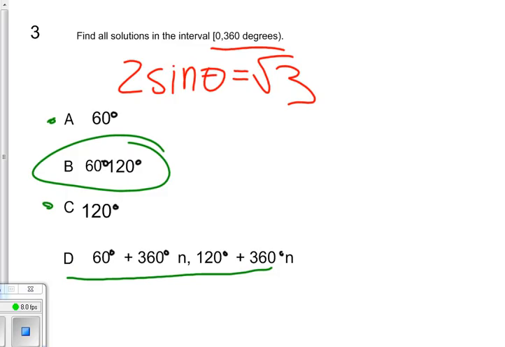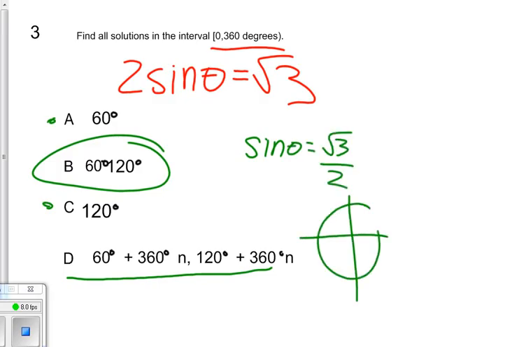Yeah, it gives you an interval. So they're not really wanting all solutions for how many times you go around, n. But let's look at what this looks like. Sine of theta is root 3 over 2. So on a unit circle, I drew a triangle. Sine is opposite over hypotenuse. The side opposite of root 3 is 60 degrees. So that's one of my solutions. Where else is sine positive, in quadrant 1, 2, 3, or 4? 2. So we know this is still a 60-degree angle. To find that, we can say 180 minus 60, which is 120.